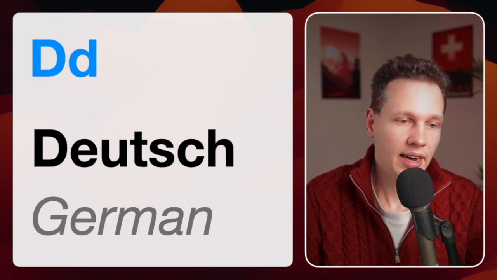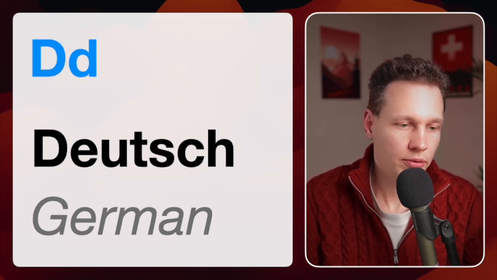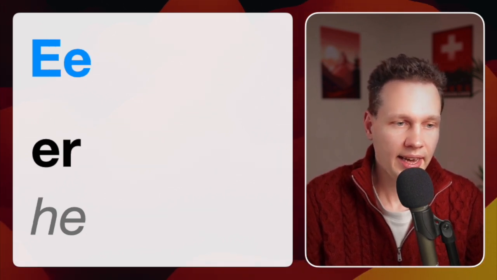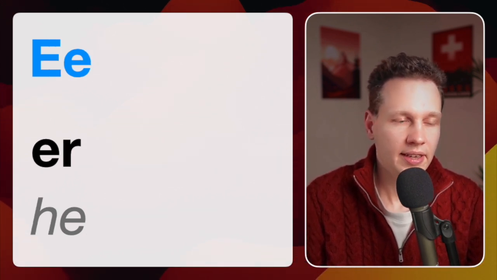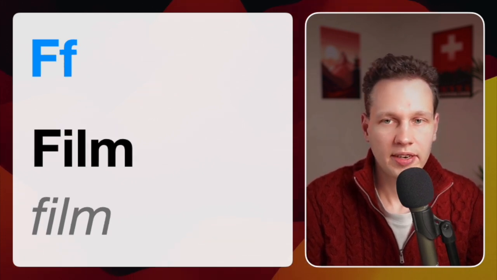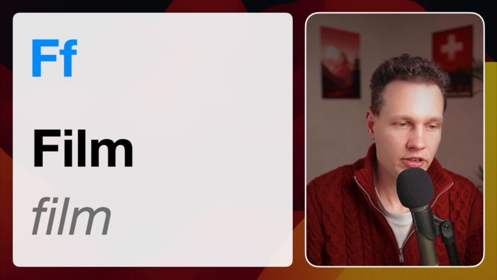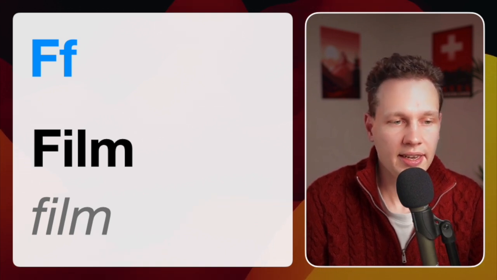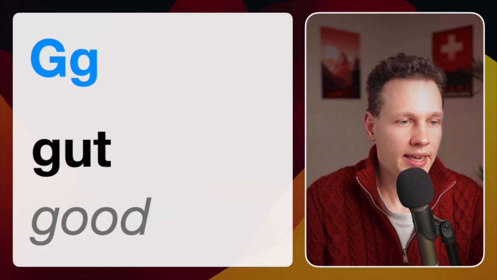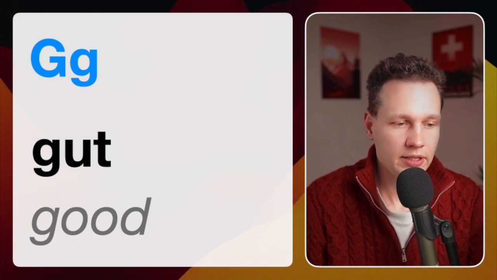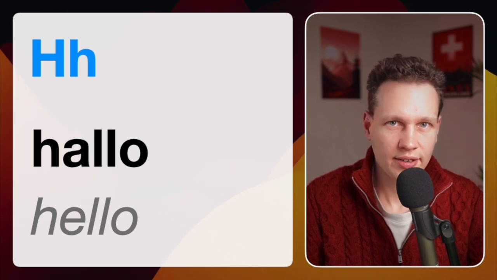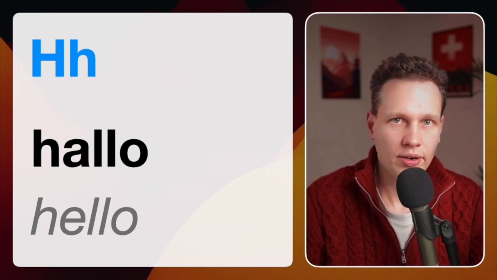Then D, as in Deutsch, German, Deutsch. E wie er, that means he, er. F, like Film, that's film in English, Film auf Deutsch. In German it's exactly like English, I would say, basically no difference. Then G, like gut, that means good, gut. And H, like hallo, that's hello, hallo.